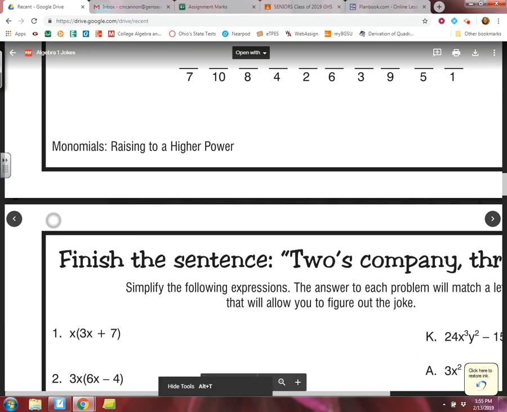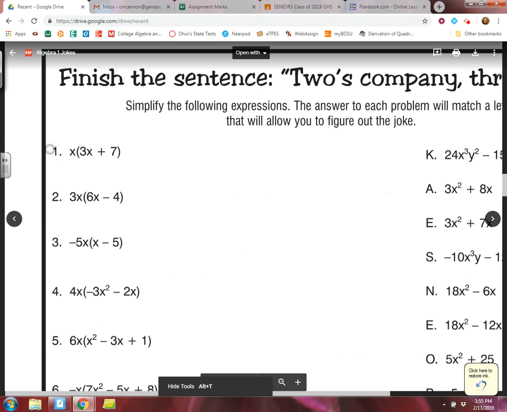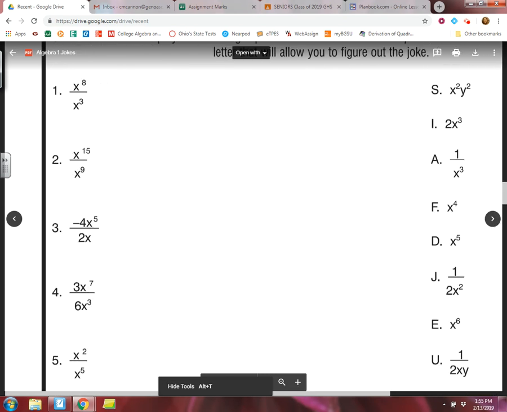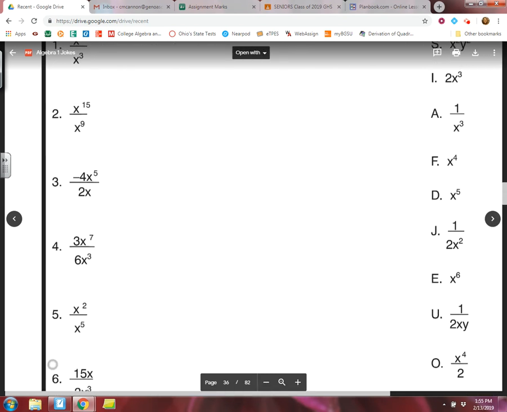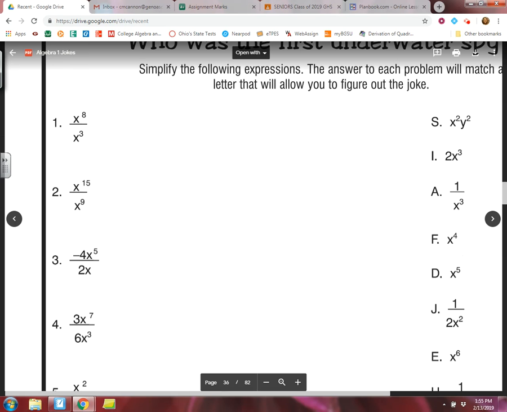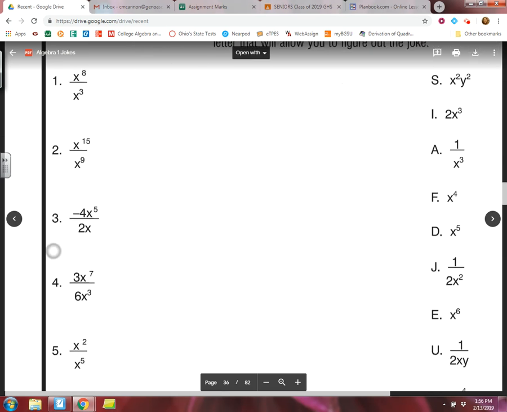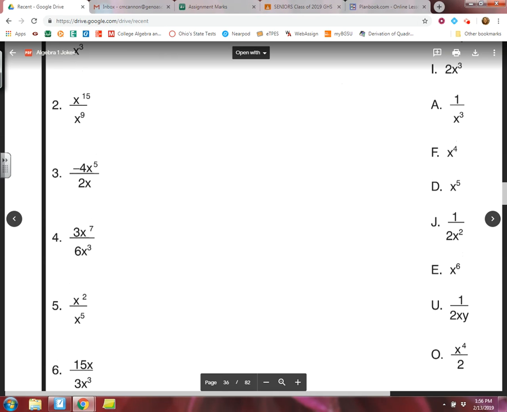What kind of problems do we have? It's page 30, isn't it? On page 30. These are division. So let's start with number 4. We'll start with this one right here. What are my coefficients, first of all? What do I do with those?